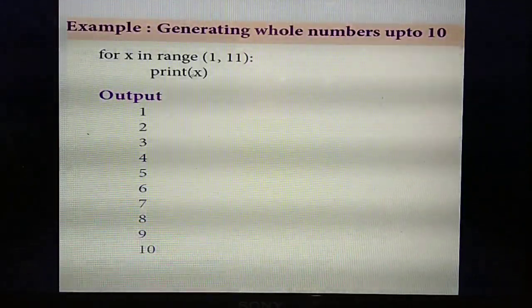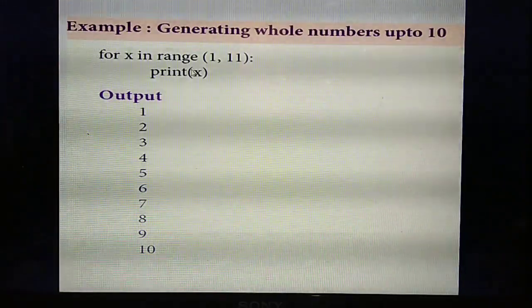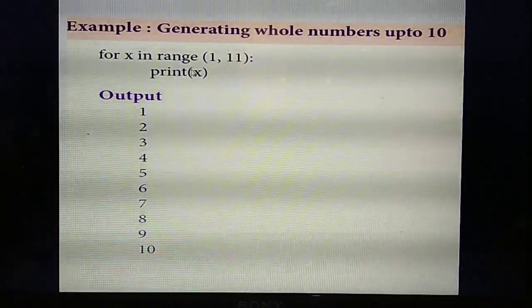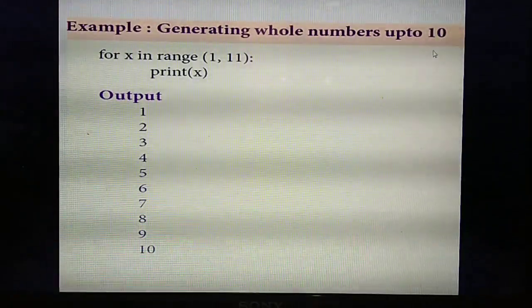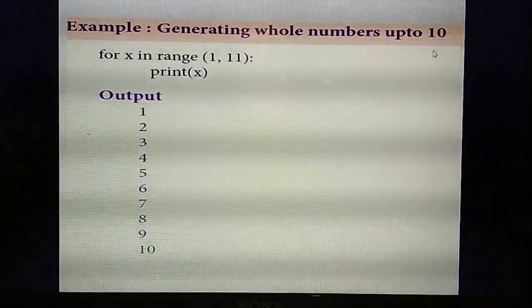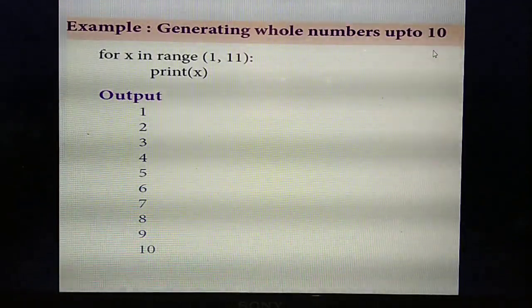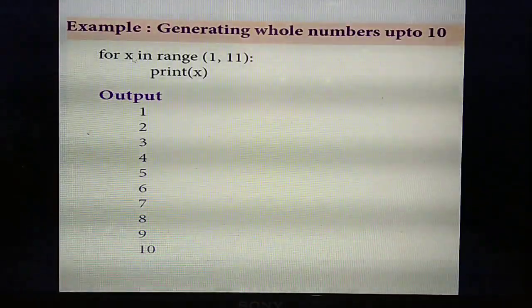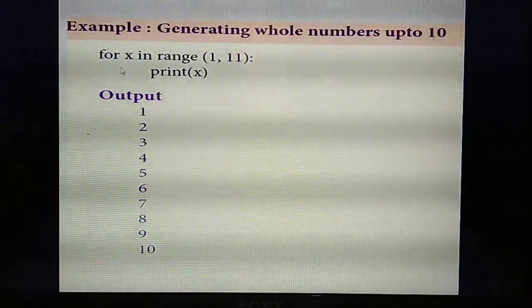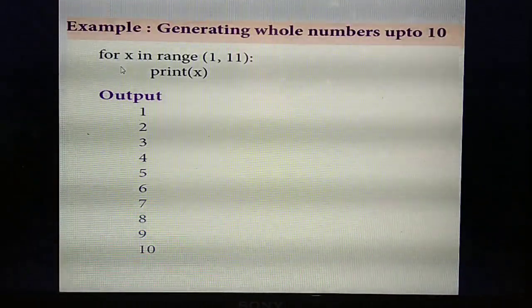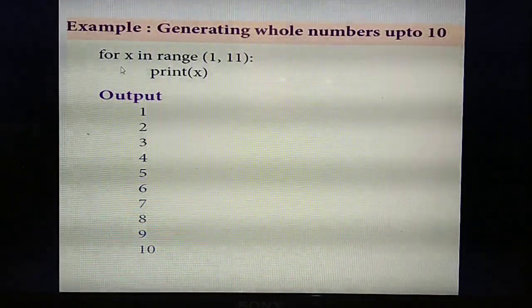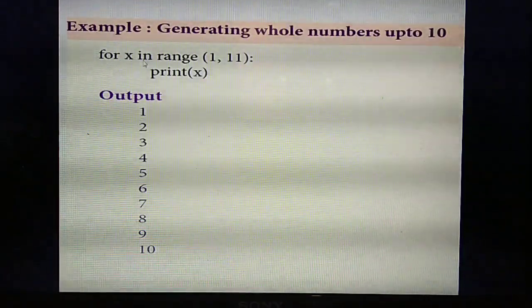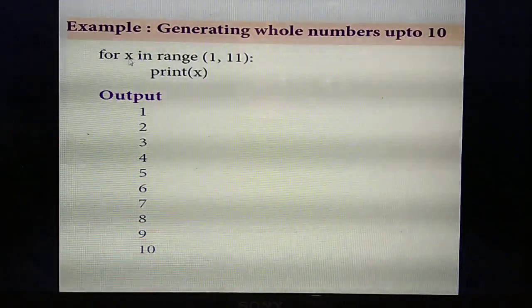So listen. Now we are going to generate whole numbers using which function? The range function. You are going to generate whole numbers up to which value? 10. Up to the value 10. For that, see the program. You declare a for loop, because you need to print up to the value 10. Inside the for loop, you declare one variable called x.